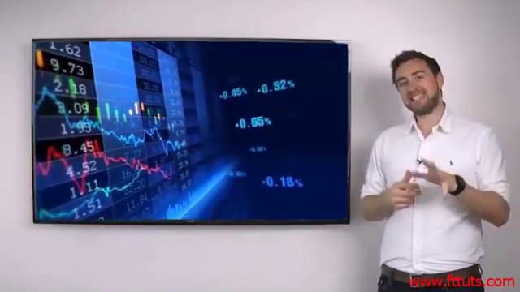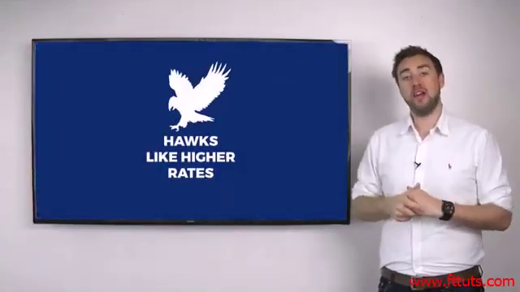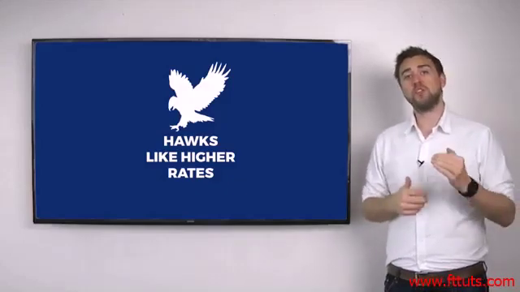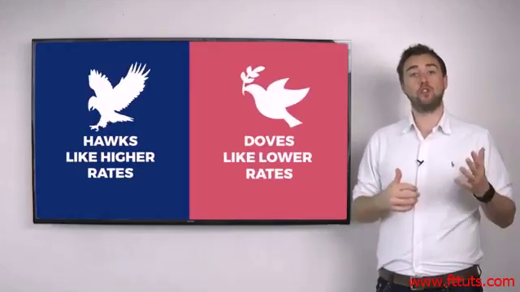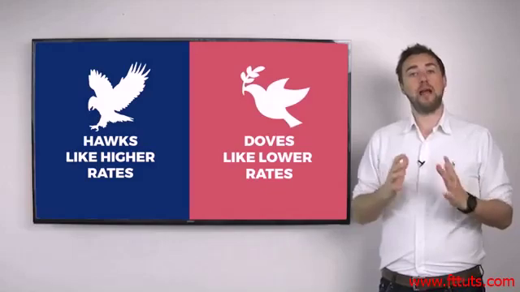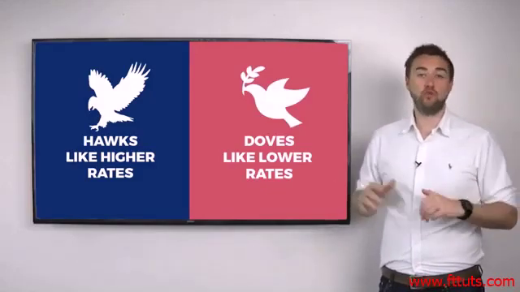Each member has a stance or opinion on whether interest rates should be higher or lower, and based on these opinions, we have 3 possible descriptions for each member. For those that prefer higher rates, they are known as hawks. For those that prefer lower rates, they are called doves. And for those that like to play it by ear, they are known as being neutral.